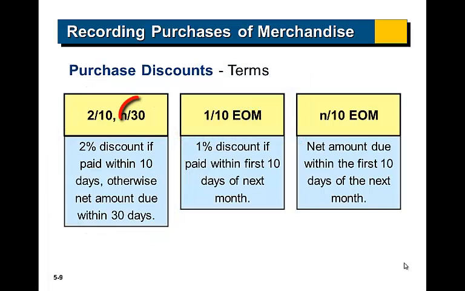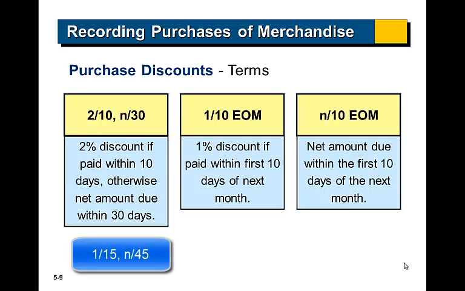This means that the total amount is due in 30 days, but if the buyer pays in 10 days, they get a 2% discount. There are numerous variations to this type of discount. For example, 1/15, net 45 means that the total amount is due in 45 days, but if the buyer pays within 15 days, they get a 1% discount.